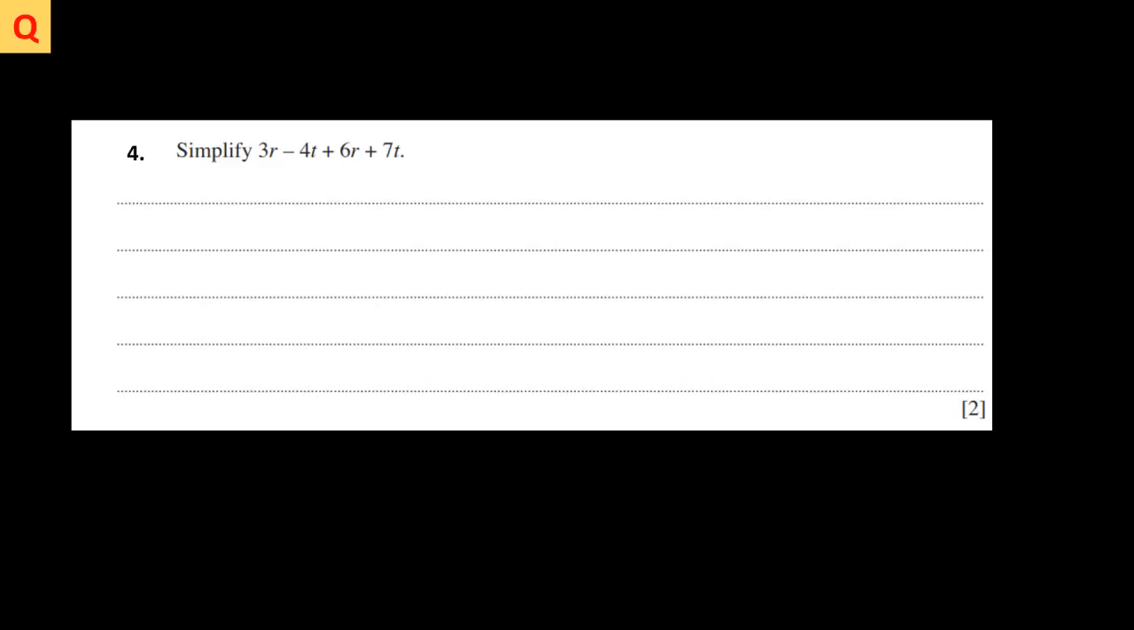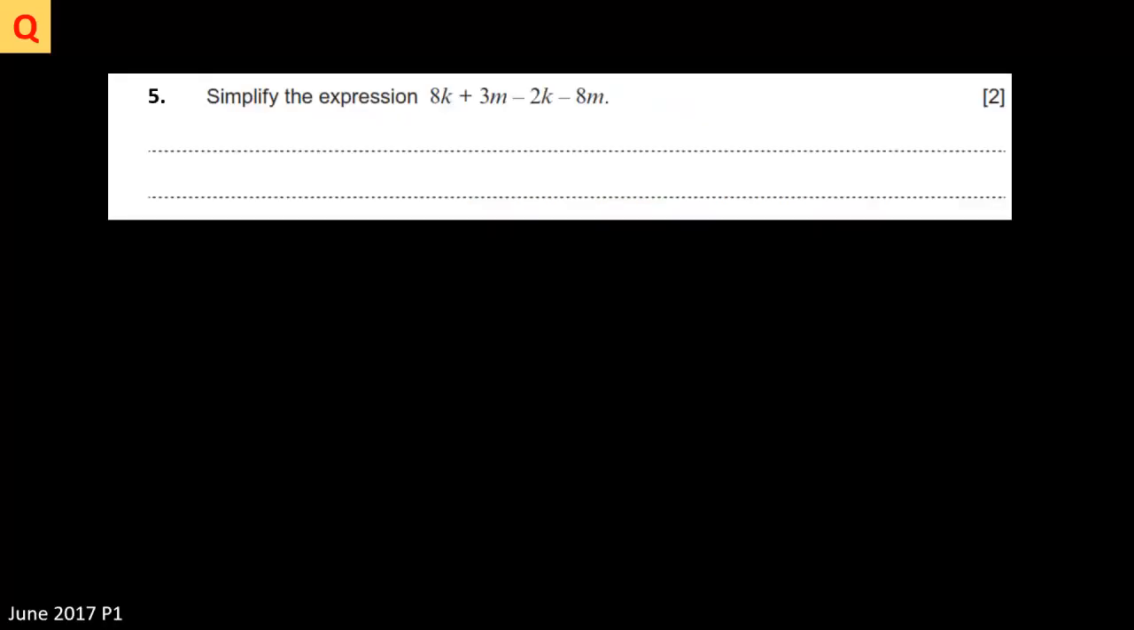Question number 4. So we've got 3r minus 4t plus 6r plus 7t. I've written it out again there so I can do my circles and squares. Circles around the r. We've got 3r plus 6r. Well, that's 9r. Let's put some squares around the t's. It's minus 4 of them plus 7. That's a total of plus 3t. There we go.